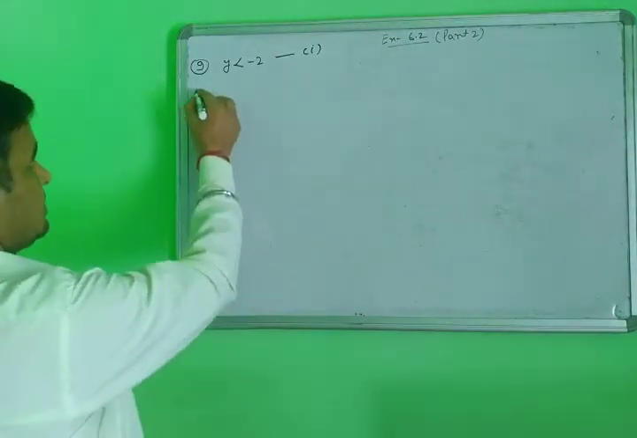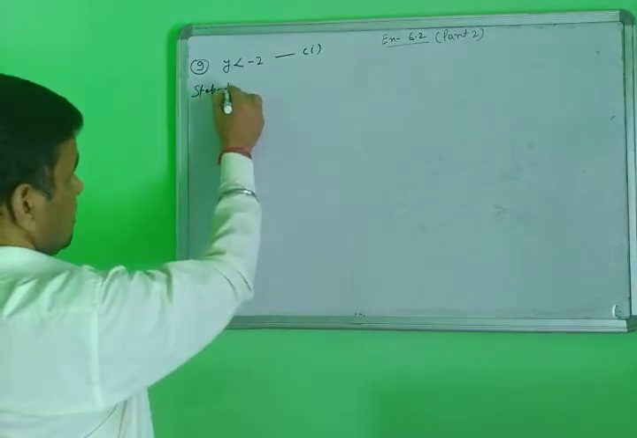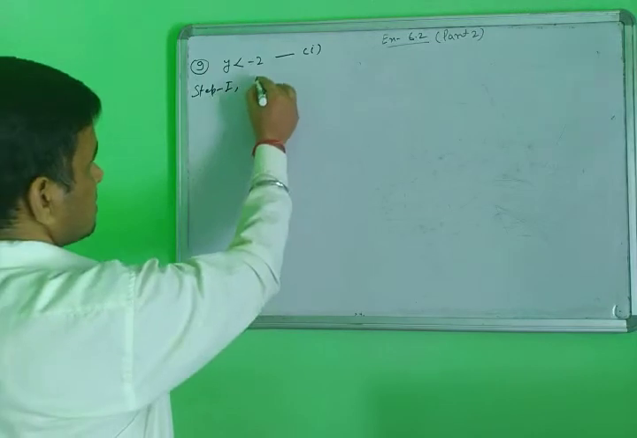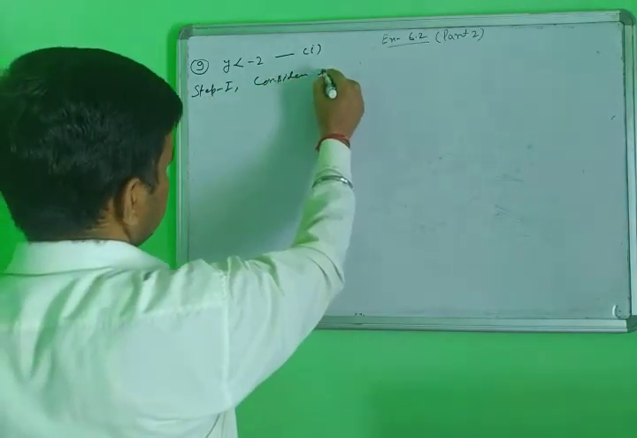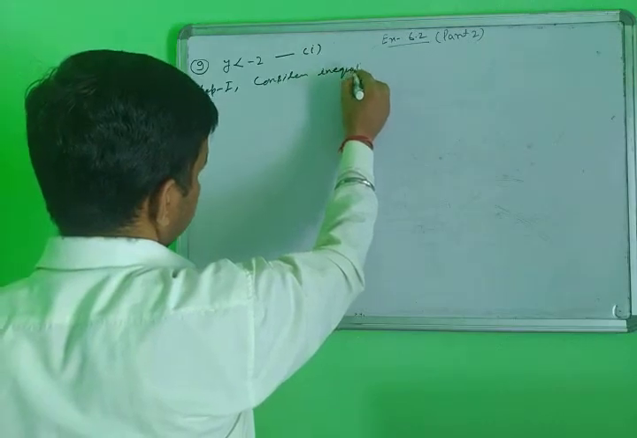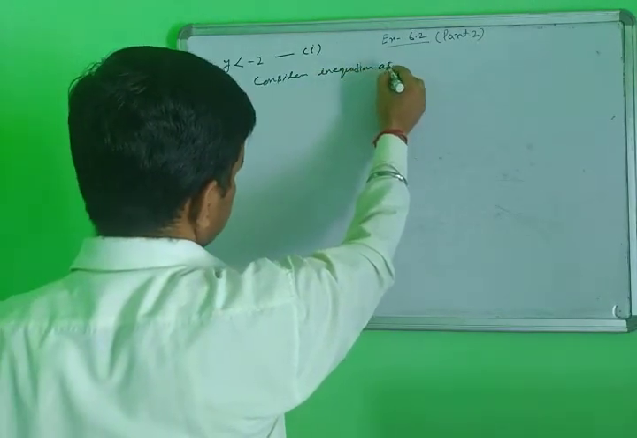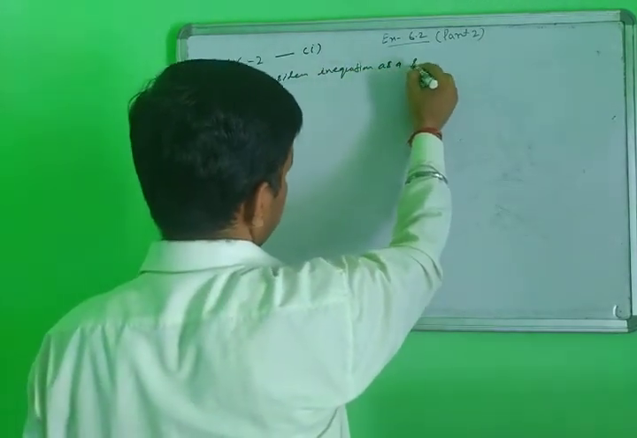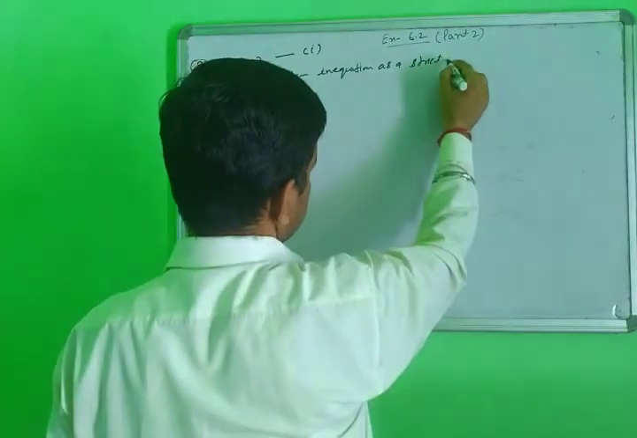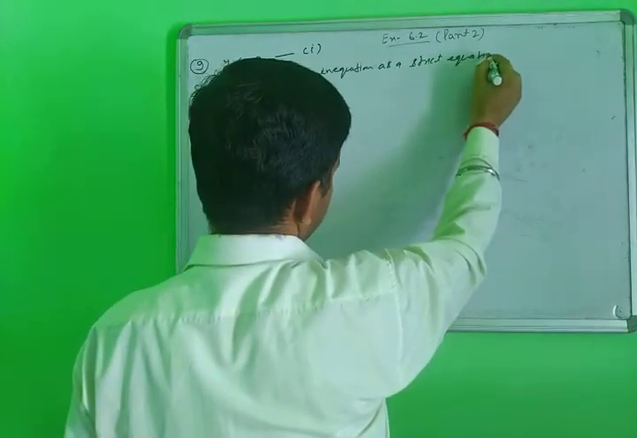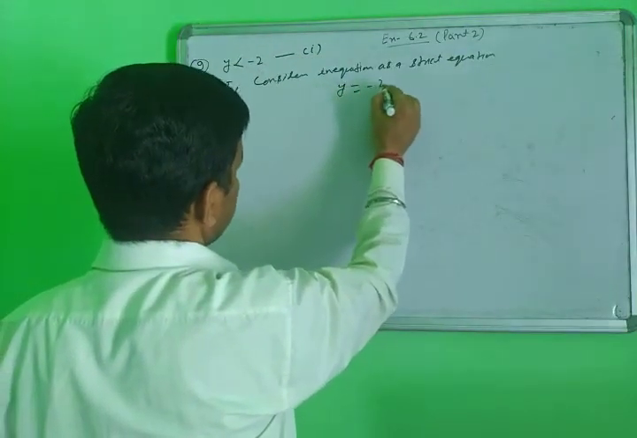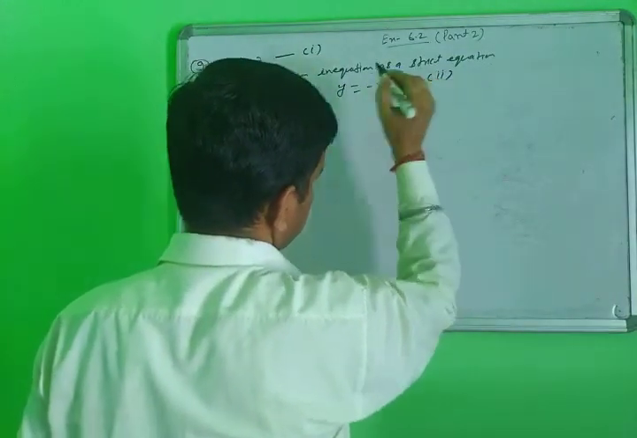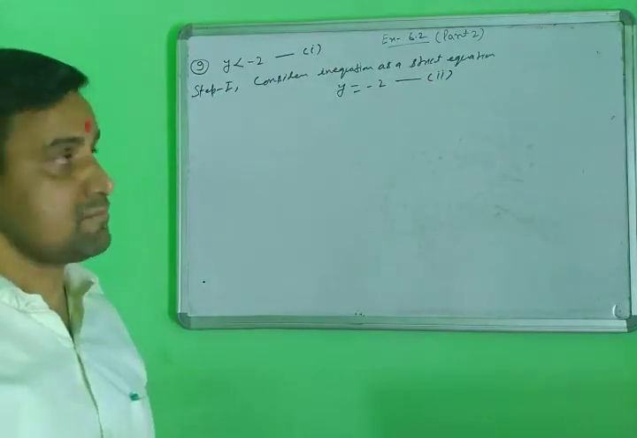Second step first, consider the inequation as a strict equation, means y equal to minus 2. This is your second part.